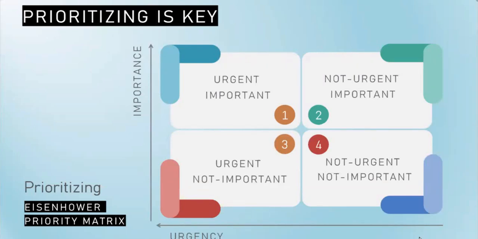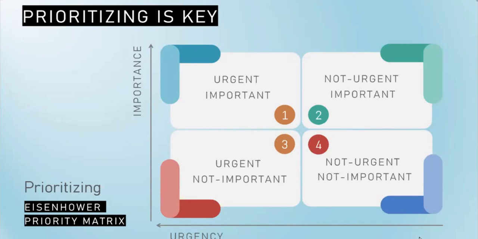Now, according to this matrix, you have 4 quarters, 4 squares on x-axis, y-axis of urgency. From right to left, there is urgency that's increasing, and from top to bottom, the importance of your task is increasing, right? So you make a note of all these 10 tasks and you assign them this rating. You put them in these boxes.